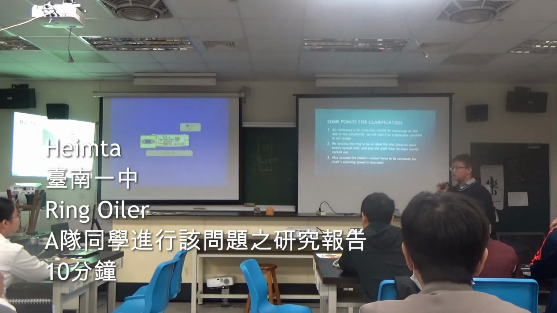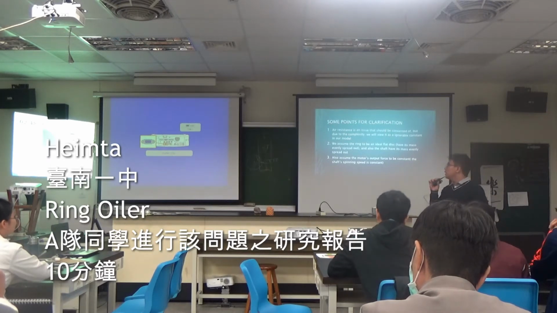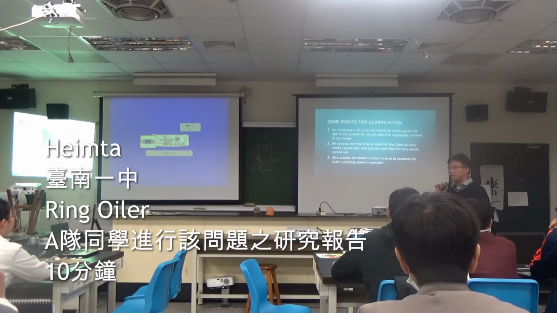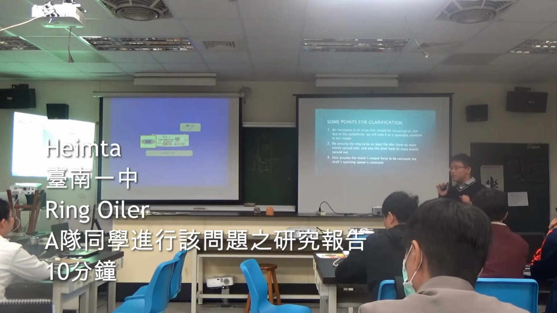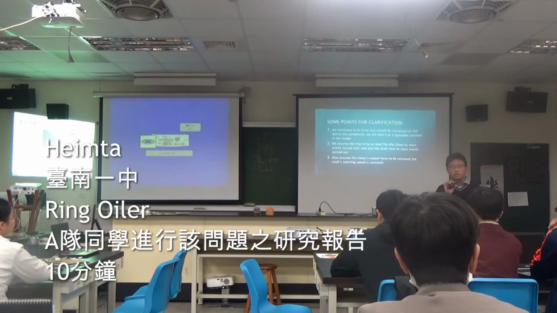Some points for clarification are, firstly, air resistance is something that we should account for, but due to the complexity, we will view it as an ignorable constant in our model. Secondly, we'll assume the ring to be an ideal flat disk, and assume the density of the pole to be evenly spread out. Thirdly, we assume the motor's output force to be constant, therefore the speed of the shaft would also be constant.